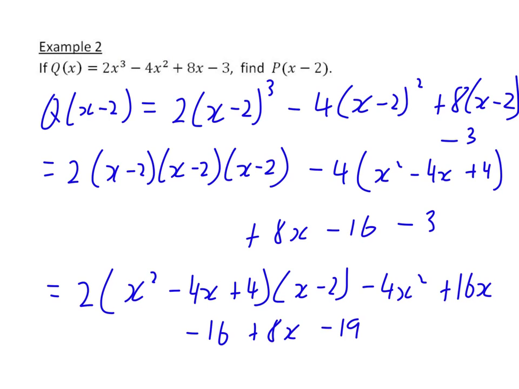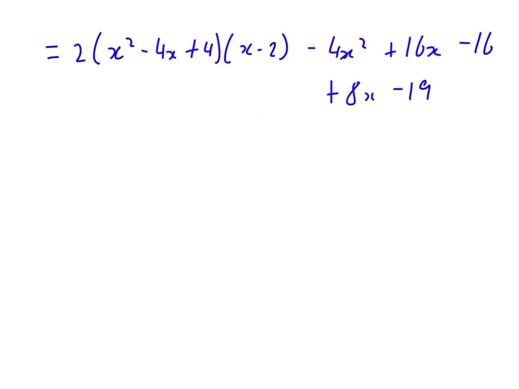So now, I have to keep expanding this first term. x squared times x, x squared times negative 2. Negative 4x times x, negative 4x times negative 2. And then 4 times x, 4 times negative 2. So I've just rewritten what was on the previous screen.